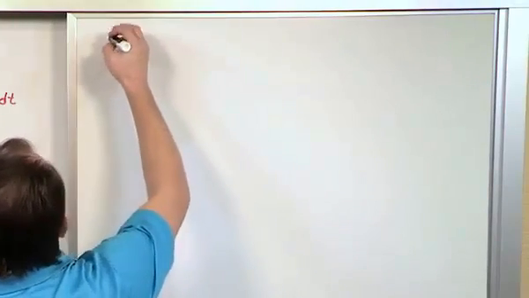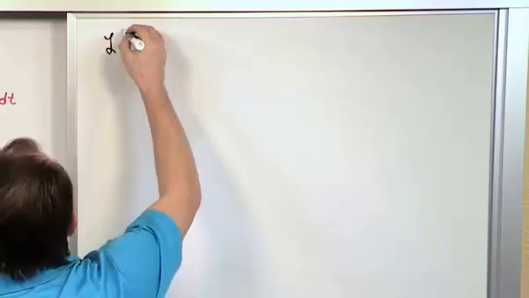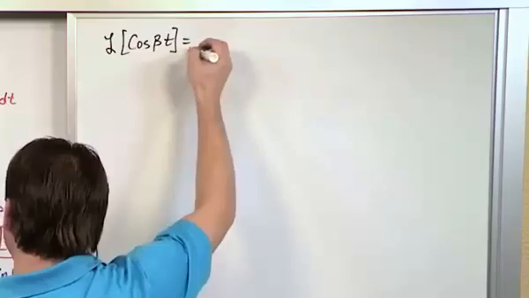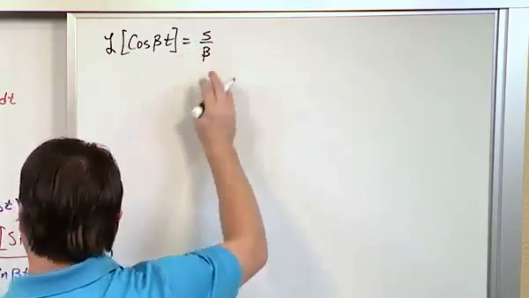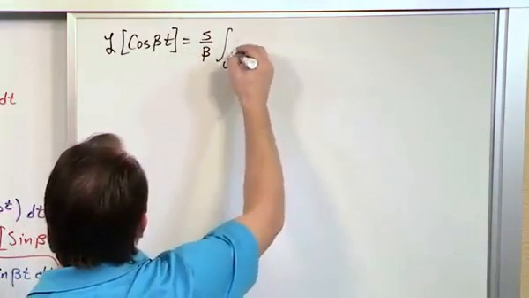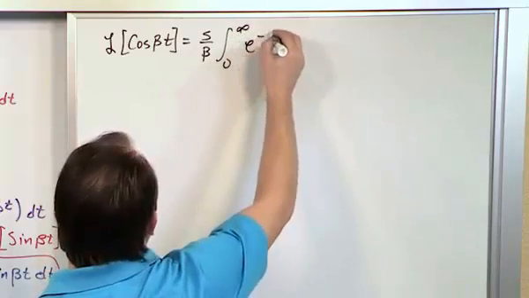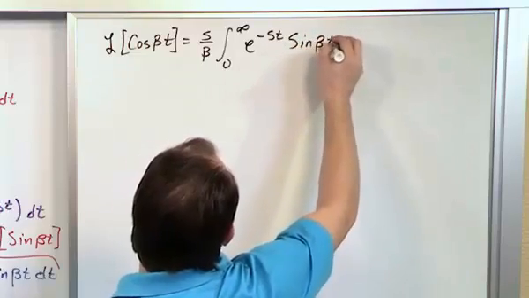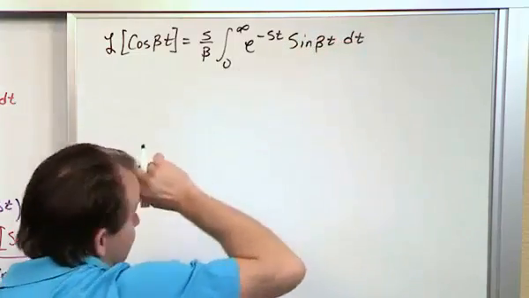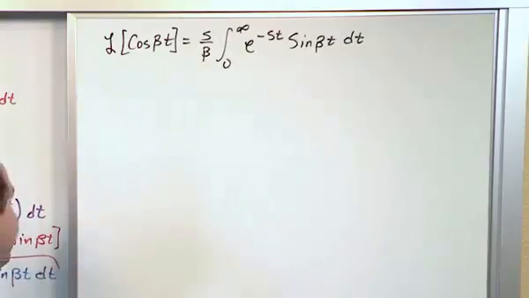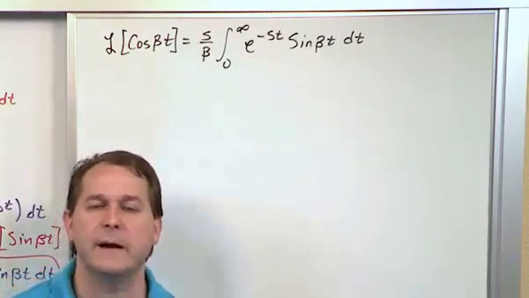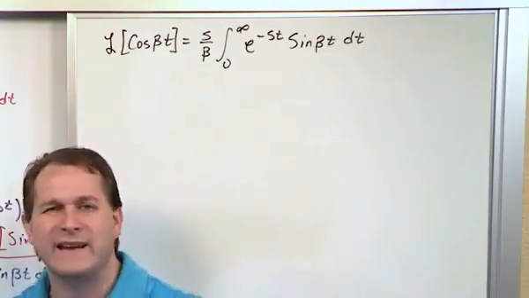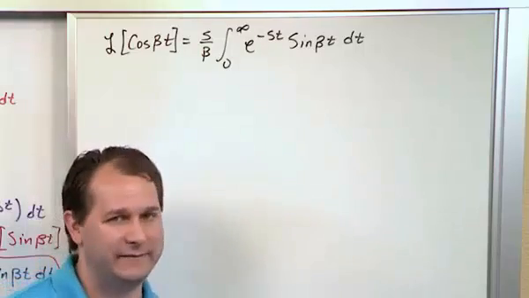What I will do is I'll say that the Laplace transform of cosine beta t is equal to s over beta, and then I have an integral 0 to infinity e to the minus st times the sine beta t dt. Now here's the part that you may or may not see. It's not something that you were just born with and you would just know what to do. It's just that sometimes when you do these kinds of problems, you realize that here I started with a cosine, and then I ended up with a Laplace of a sine, all right?